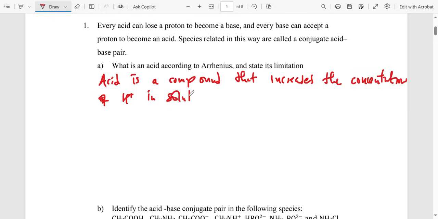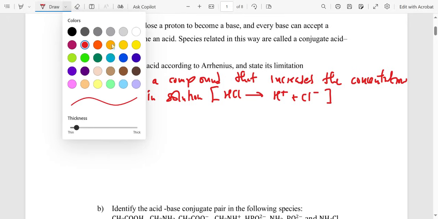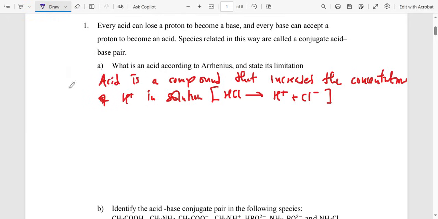An example that we can give is hydrochloric acid. In solution, it is going to break and you are going to have hydrogen ions and chloride ions. This hydrogen, because remember in solution you have got water, isn't it? Water breaks down to form hydroxide and hydrogen. So the hydrogen coming from the water plus the hydrogen coming from the acid makes the concentration even higher. So there is an increase. That is the definition.